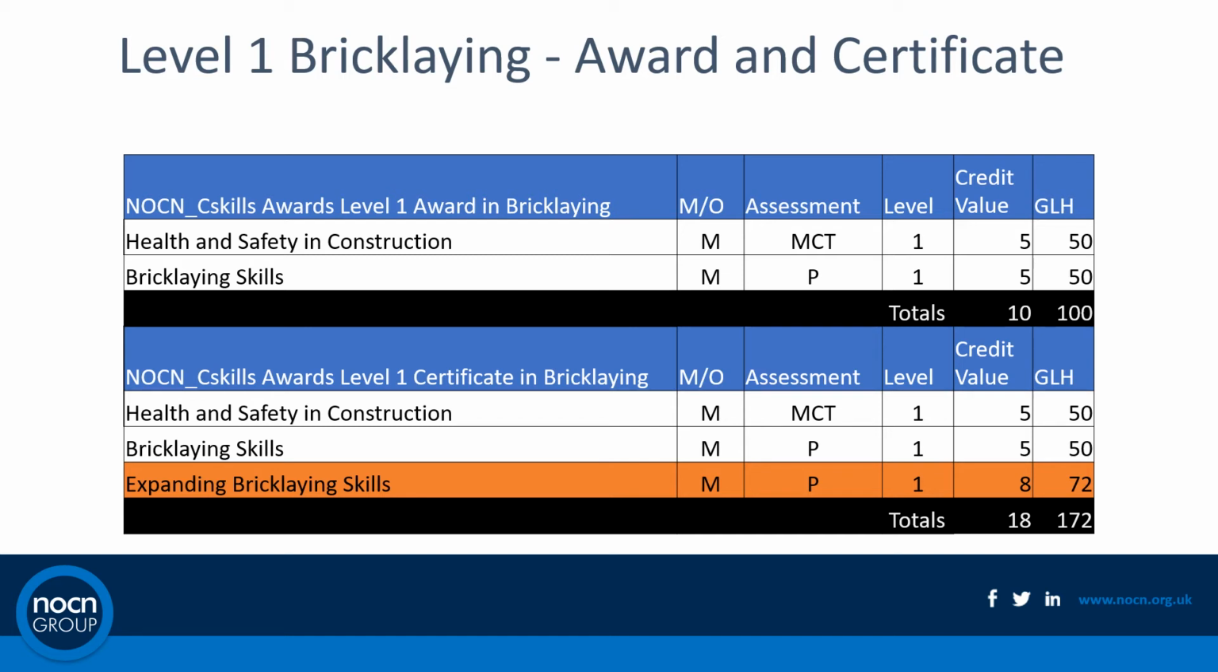Learners wishing to complete a level 1 certificate in bricklaying would then complete an additional unit, which is expanding bricklaying skills. So essentially the bricklaying skills unit would ask the learners to complete 2 bricklaying tasks, whereas the expanding bricklaying skills would ask them to complete 2 additional bricklaying tasks. So they would complete 2 in bricklaying skills and 2 in expanding bricklaying skills. This would give them the required credits or guided learning hours to complete the certificate.